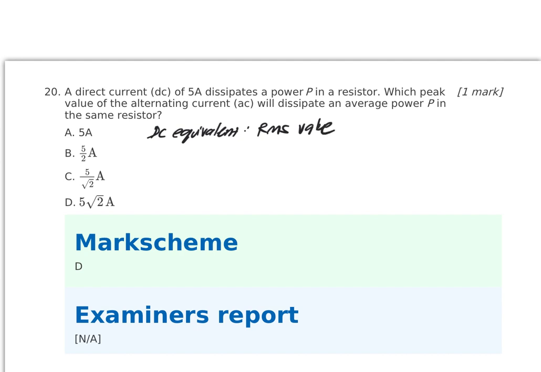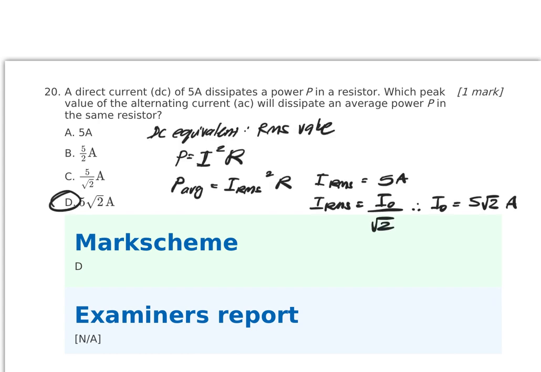So we're looking at power as relates to current and resistance. Power, of course, is I squared R, and it says the resistor is the same. And so we have average power is I RMS squared times R. So the RMS value is the equivalent of the direct current value, so I RMS is 5 amps. And if RMS value is peak value over radical 2, then peak value is the RMS value times radical 2. So we have 5 amps times radical 2, or 5 radical 2 amps. That is choice D.